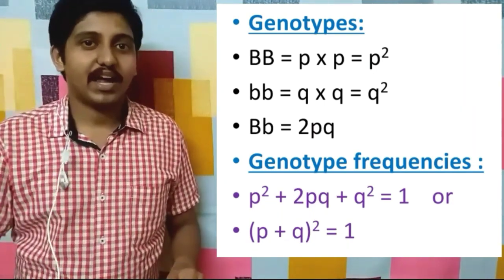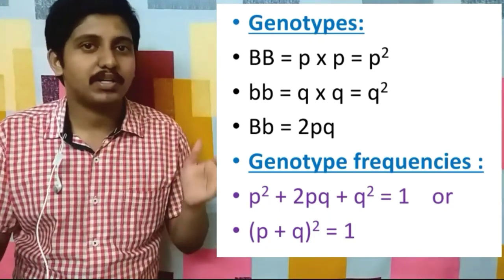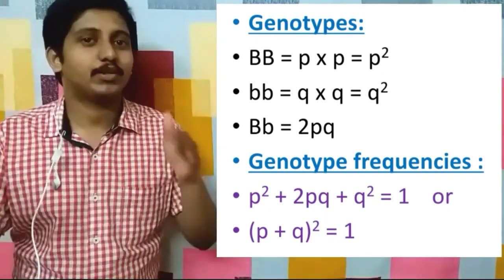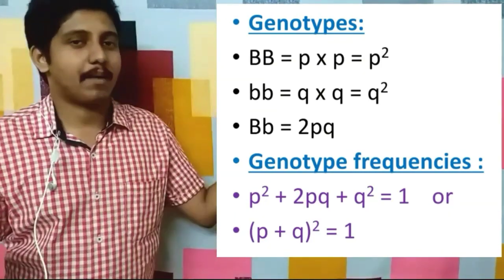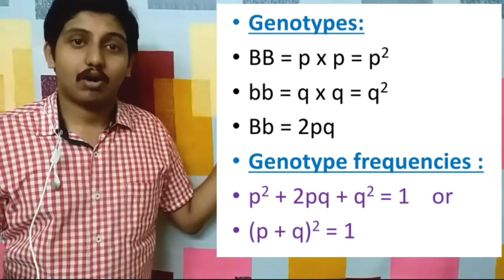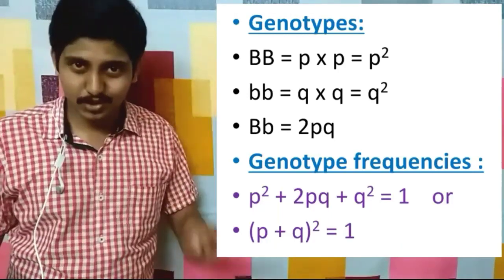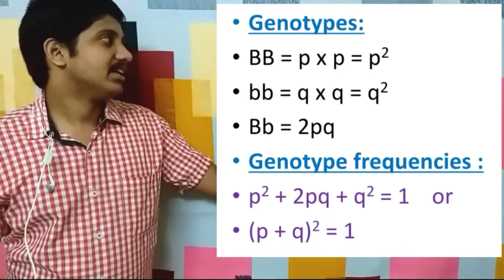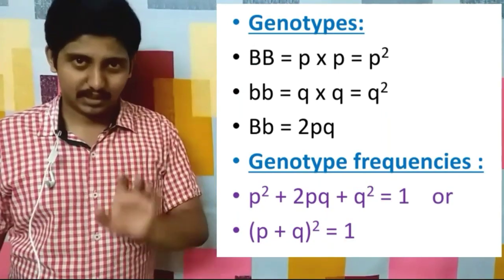And again, if we toss two coins at the same time, what will be the probability of both being heads? 1 by 2 into 1 by 2. A little maths here. The same is happening here, that is P into P, P square. Similarly, the frequency of occurrence of small b in the population is Q square. And the other one, that is capital B, small b, will be 2PQ.